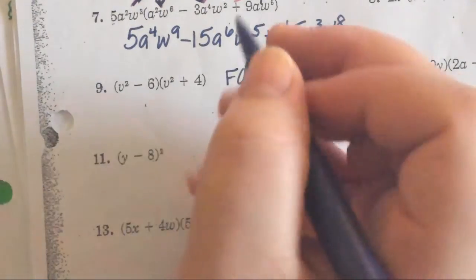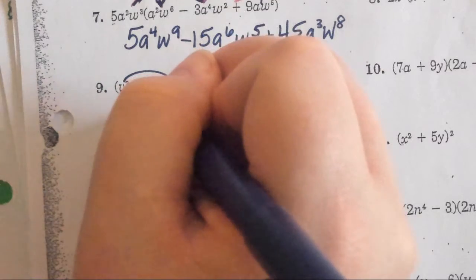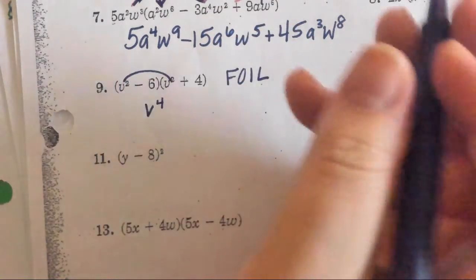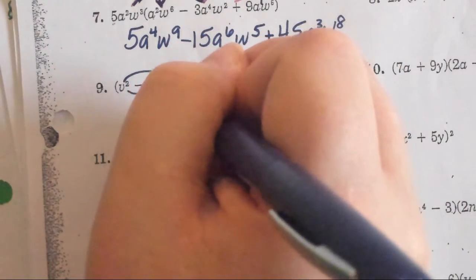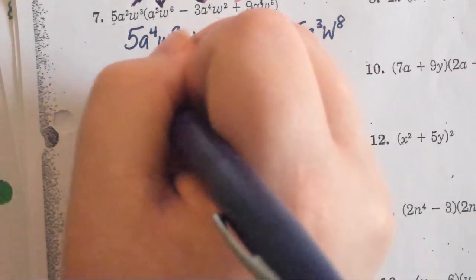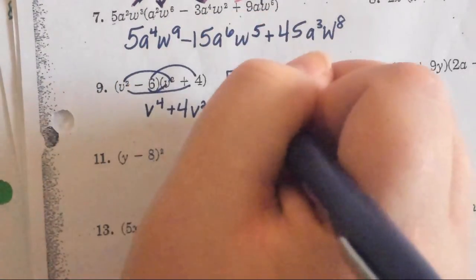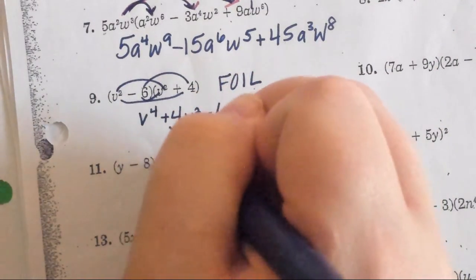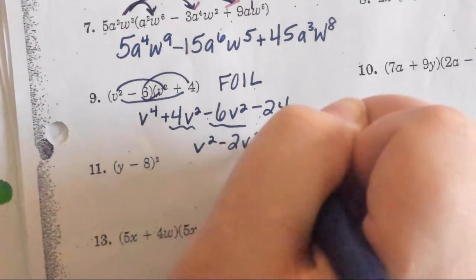And I know most of us know how to FOIL, but seriously, we're just checking our rules of exponents. So first, b squared and b squared, when I multiply, I add my exponents. So it's going to be b to the 4th. Outer plus 4v squared. Inner minus 6v squared. And then last, minus 24. I combine my like terms. And I call it a day.